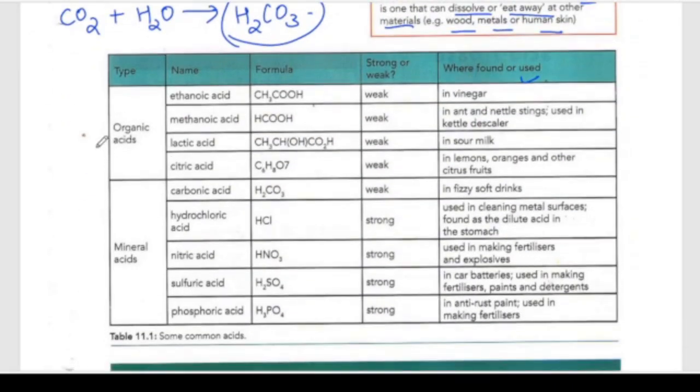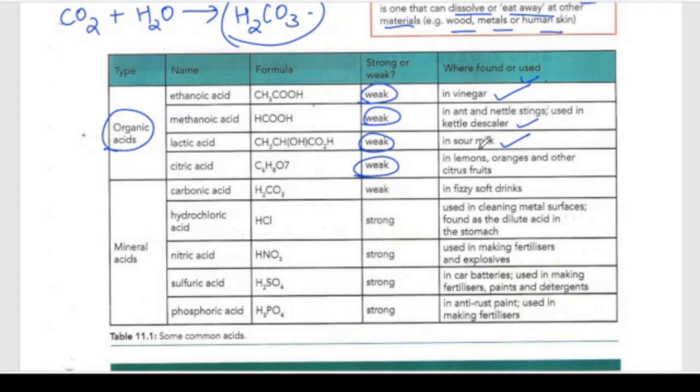Then you can see some of the common acids given with their uses. So organic acids, which you can see are ethanoic acid, methanoic acid, lactic acid, citric acid. You don't have to remember their formulas as such, but you should know that their nature is weak. They are considered weak acids. So vinegar, in vinegar ethanoic acid is present. In ant and nettle stings, and in kettle descaler they are used. Then sour milk, okay, in the sour milk.